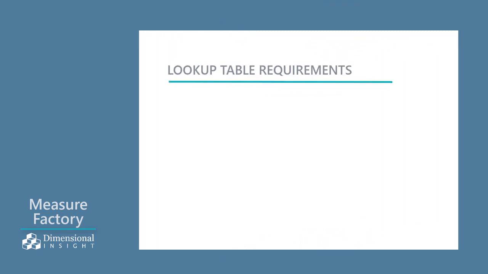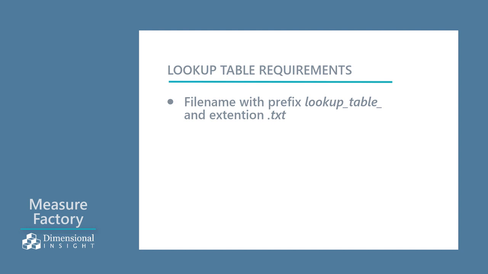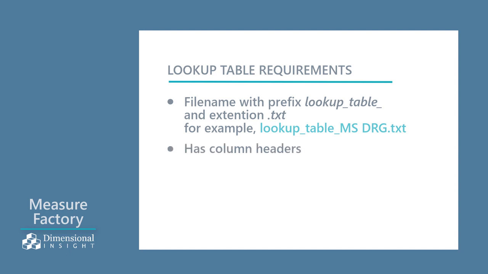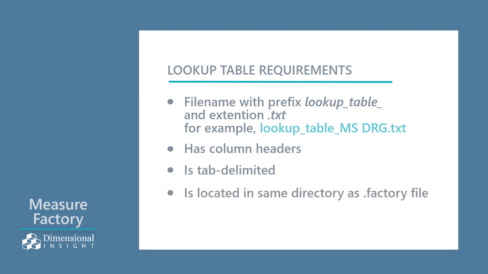A lookup table has the following requirements. It has a file name with the prefix lookup_table_ and the extension .txt. For example, lookup_table_msdrg.txt. It has column headers, is tab delimited, and is located in the same directory that contains the factory file.